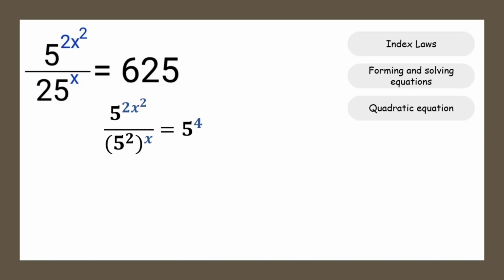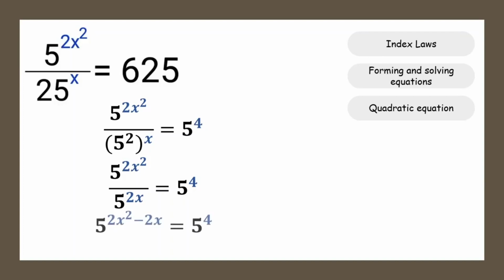I have 5 squared to the power of x. I can remove these brackets and I would have 5 to the power of 2x. I'm now dividing two terms which have a base of 5. Whenever I'm dividing and the bases are the same, I can subtract the powers. So I can rewrite the left hand side as 5 to the power of 2x squared minus 2x, and that equals 5 to the power of 4.